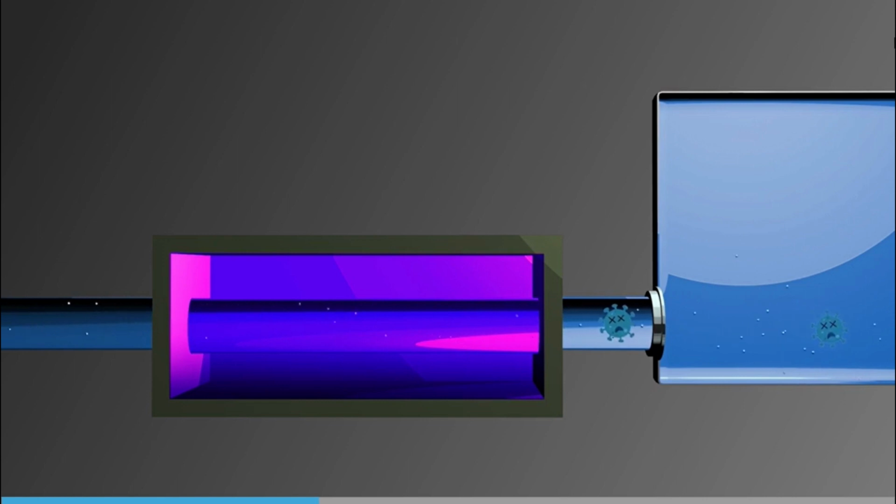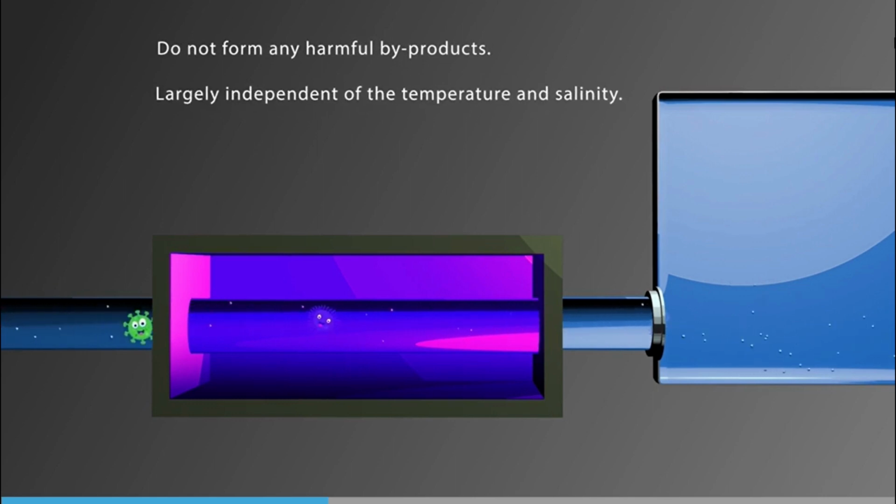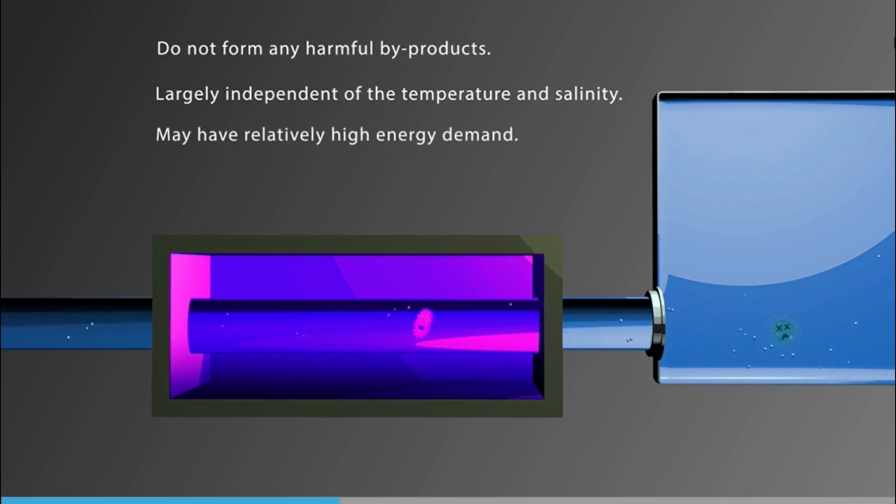UV systems do not form any harmful byproducts, and the process itself is largely independent of the temperature and salinity, although UV transmittance is not. The process may have relatively high energy demand in such cases.